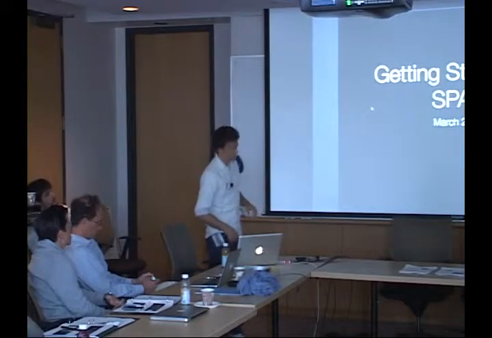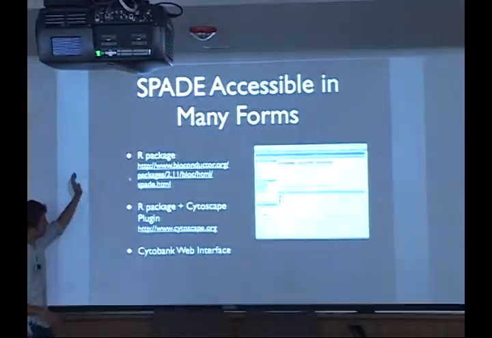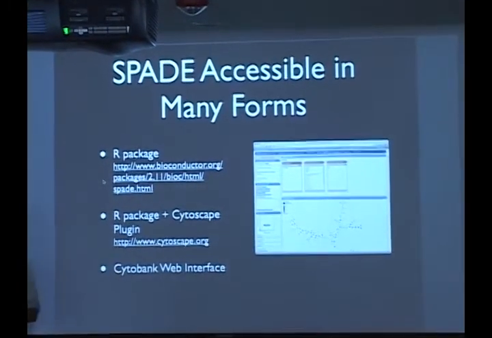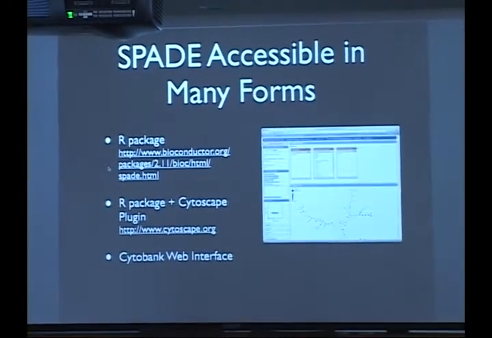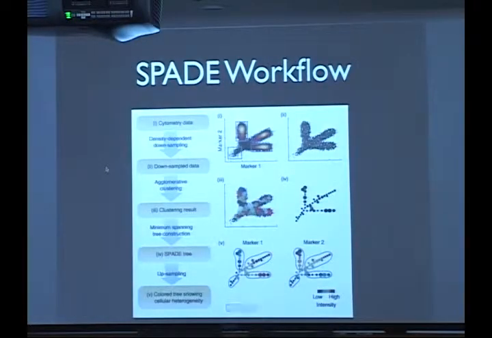So quickly to SPADE, you've seen this many times before. As Federico mentioned, there are many ways for you to get access to SPADE. It's an R package. You can use it by calling SPADE from the Cytoscape software package. And finally, there's this web interface that Zach Bjornsson, a graduate student in our lab, has been working with Cytobank to implement so that you can call it directly after uploading your data to Cytobank. And that's what I'm going to show you today.